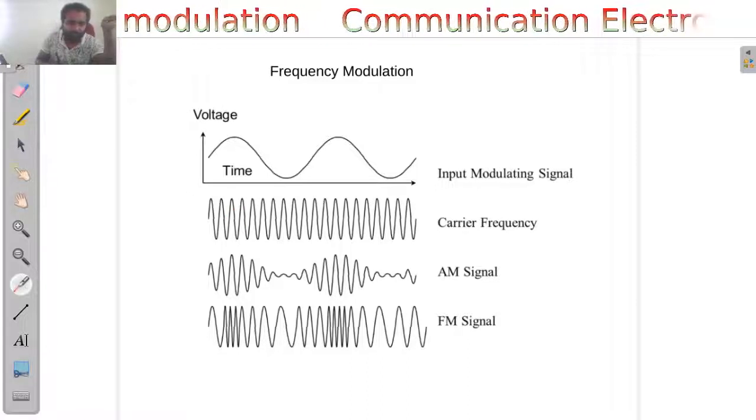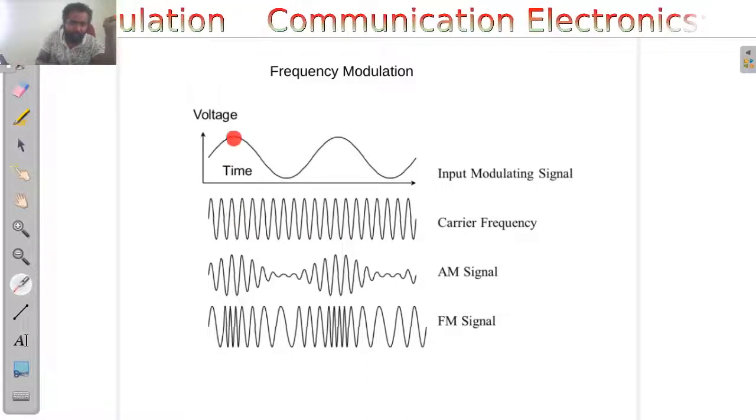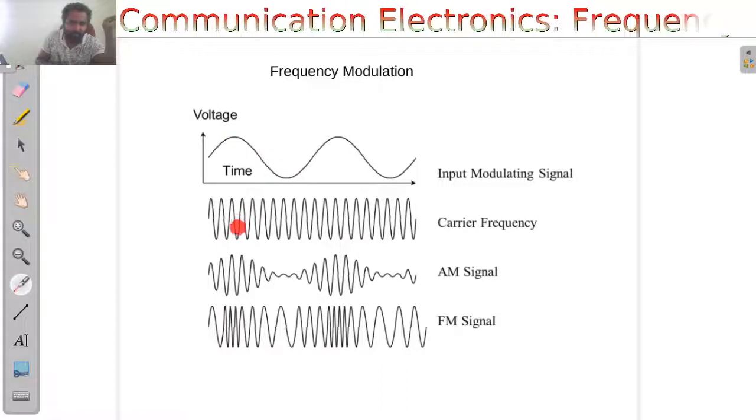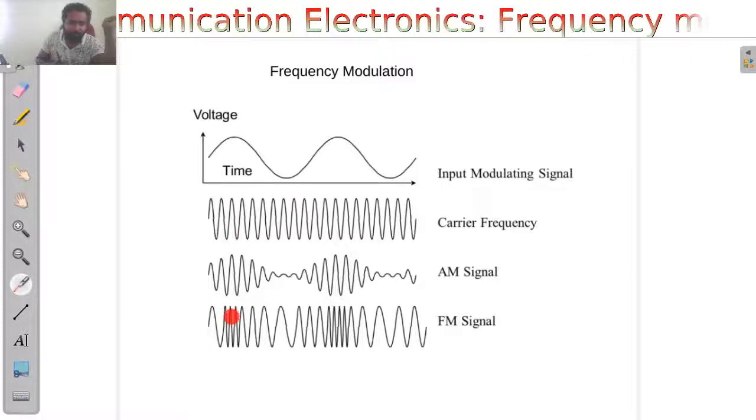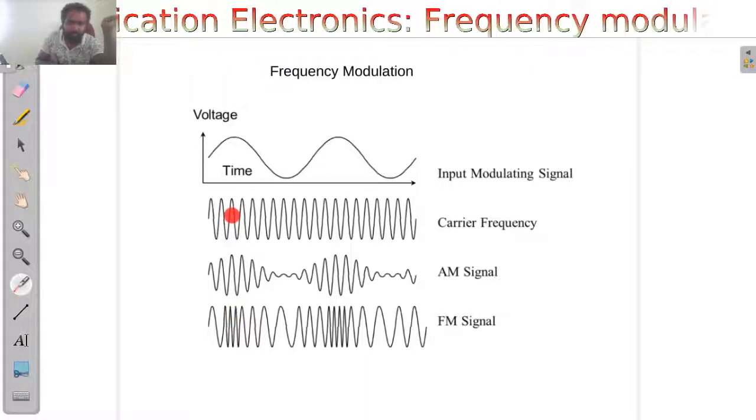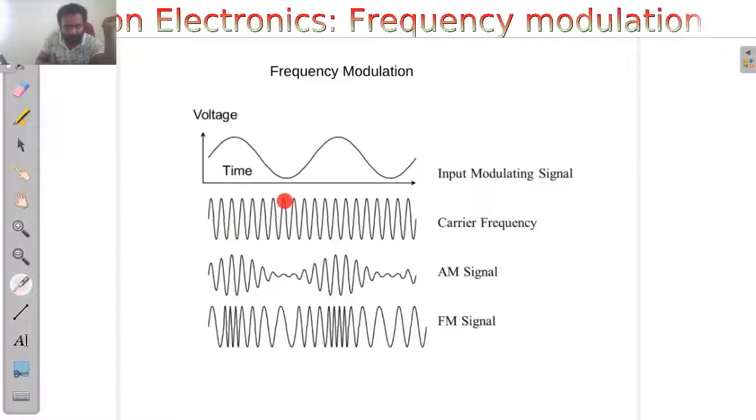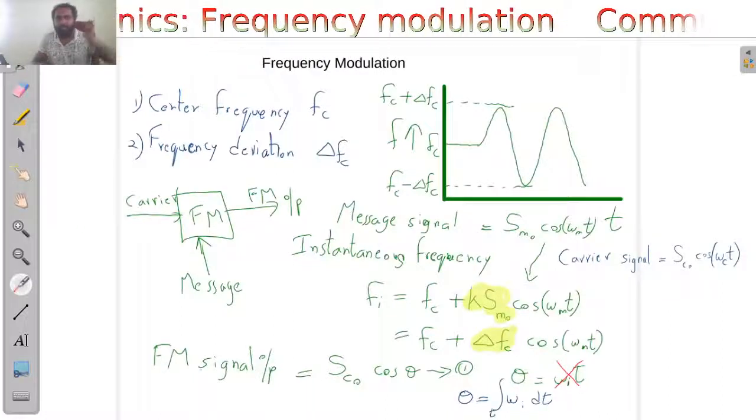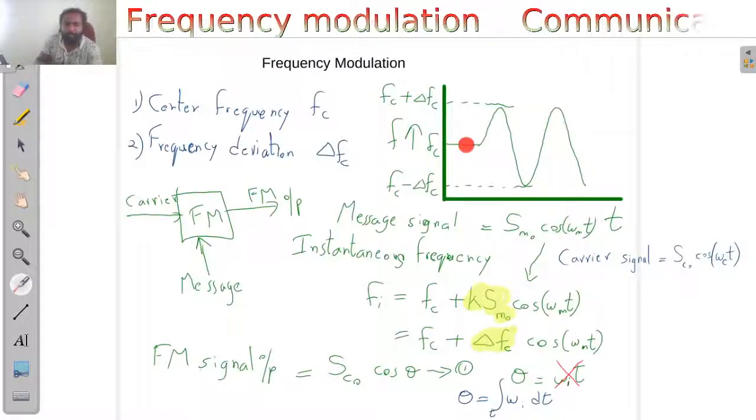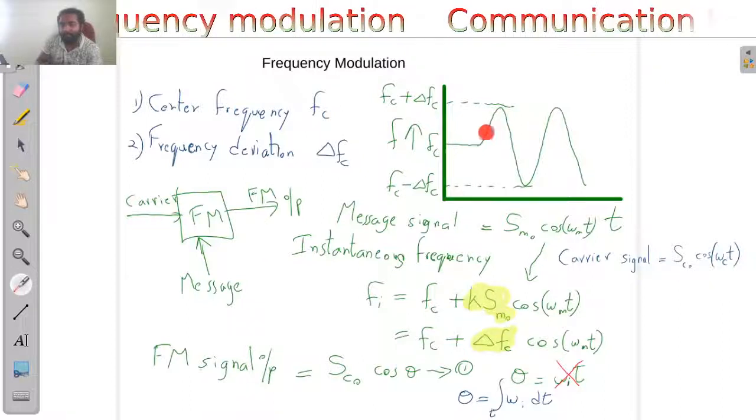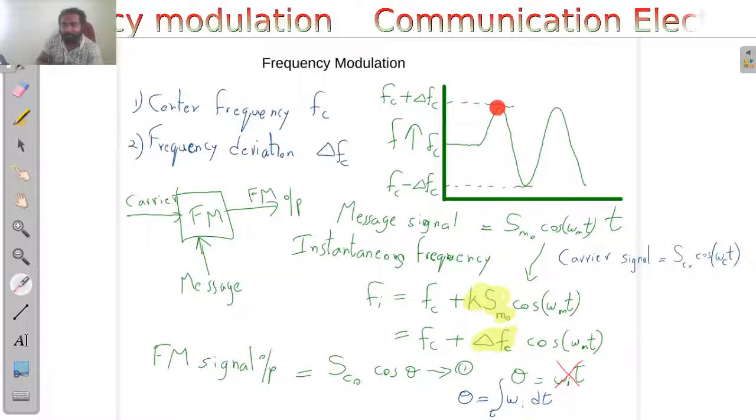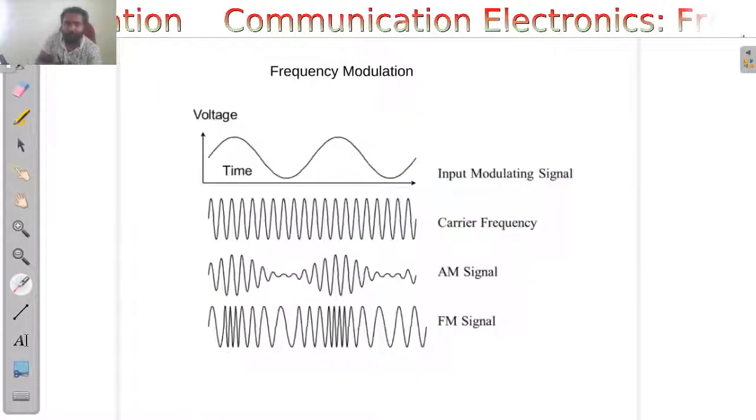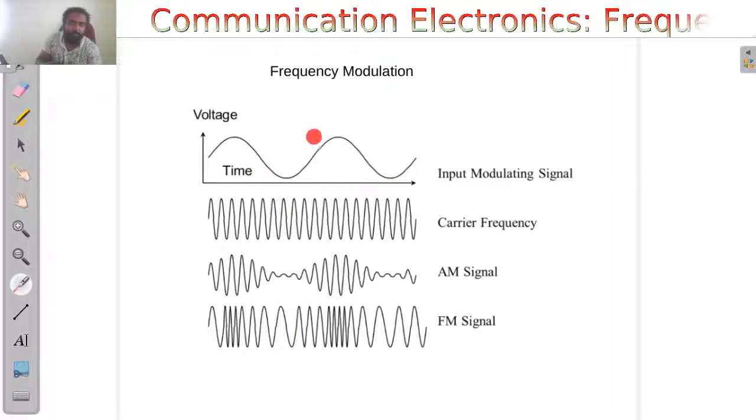Similarly, the difference between the frequency at this point, that is the point at which the highest amplitude is seen, and the carrier frequency, gives you delta fc. So the difference between this and this will give you delta fc. Similarly, the difference between this and this will give you delta fc. So that is represented here. If this is your center frequency, then it increases up to fc plus delta fc, and it can decrease down to fc minus delta fc depending upon your input wave, the modulating wave.